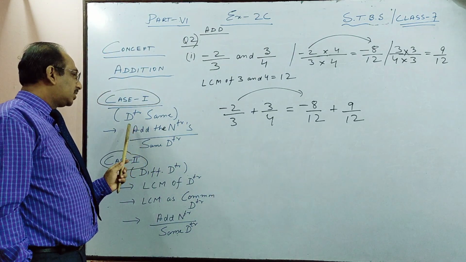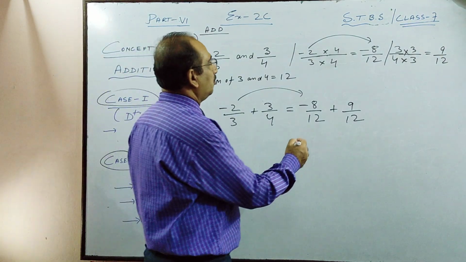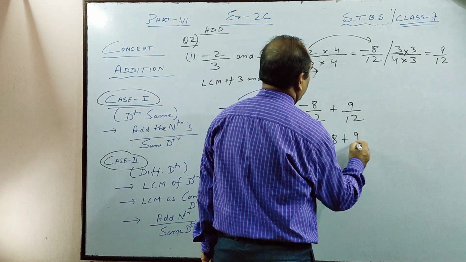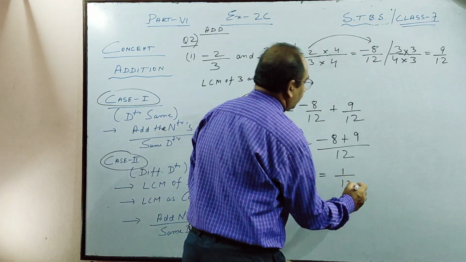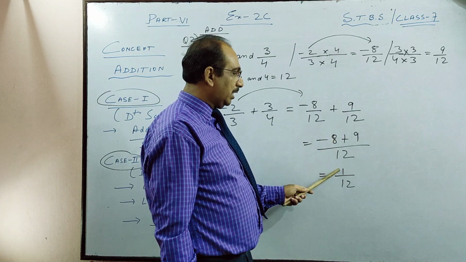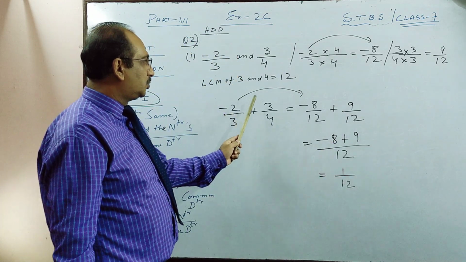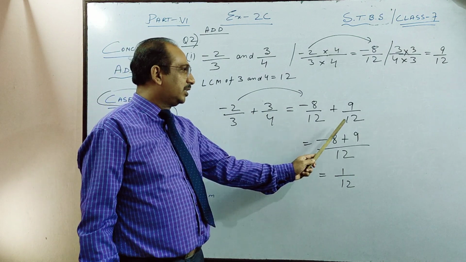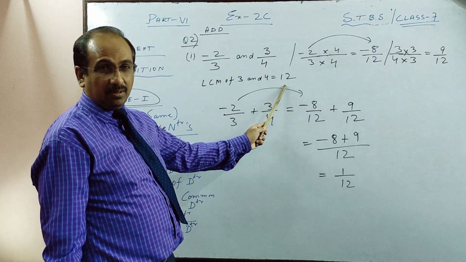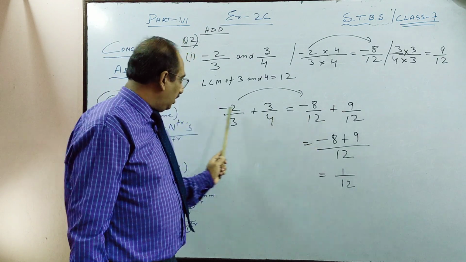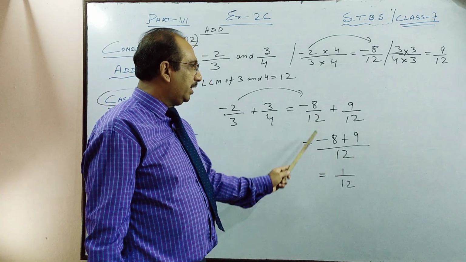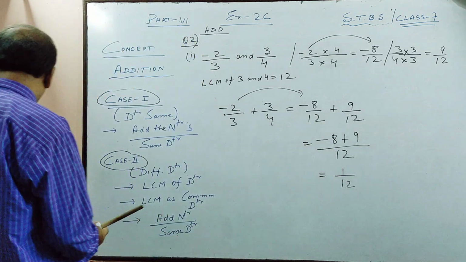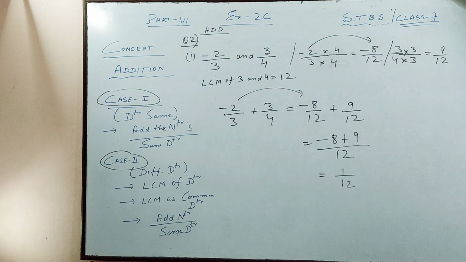We come back to question 1, the first case: add the numerators and write the common denominator. So we get 1 by 12. Subtract the smaller number from the bigger number and take the sign of the larger. Once more, these two we convert to equivalent fractions with 12 as their denominator, which is their LCM. Then we come to the same denominator case, and with the same denominator, add the numerators. So we get this. Kindly pause the video and copy. We move on to the next part.